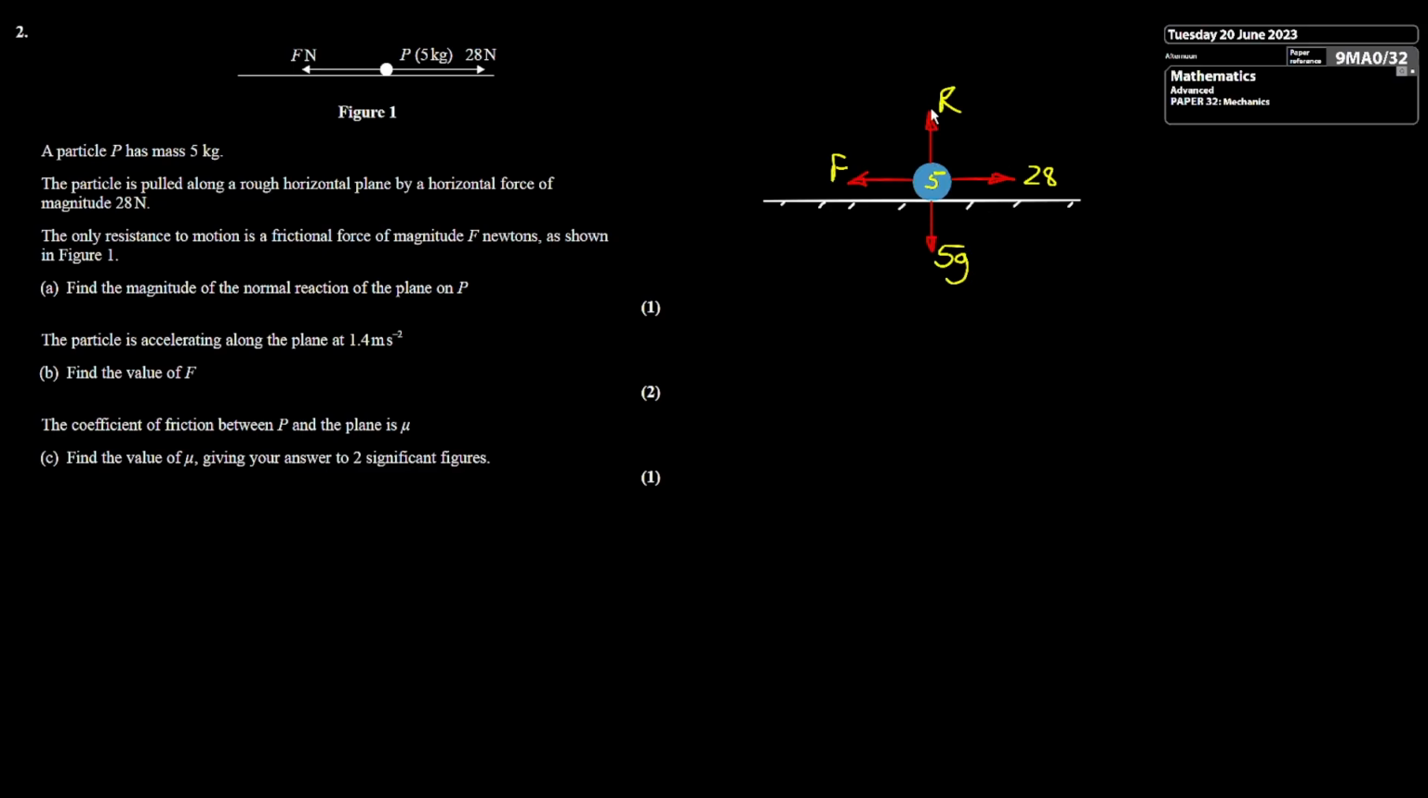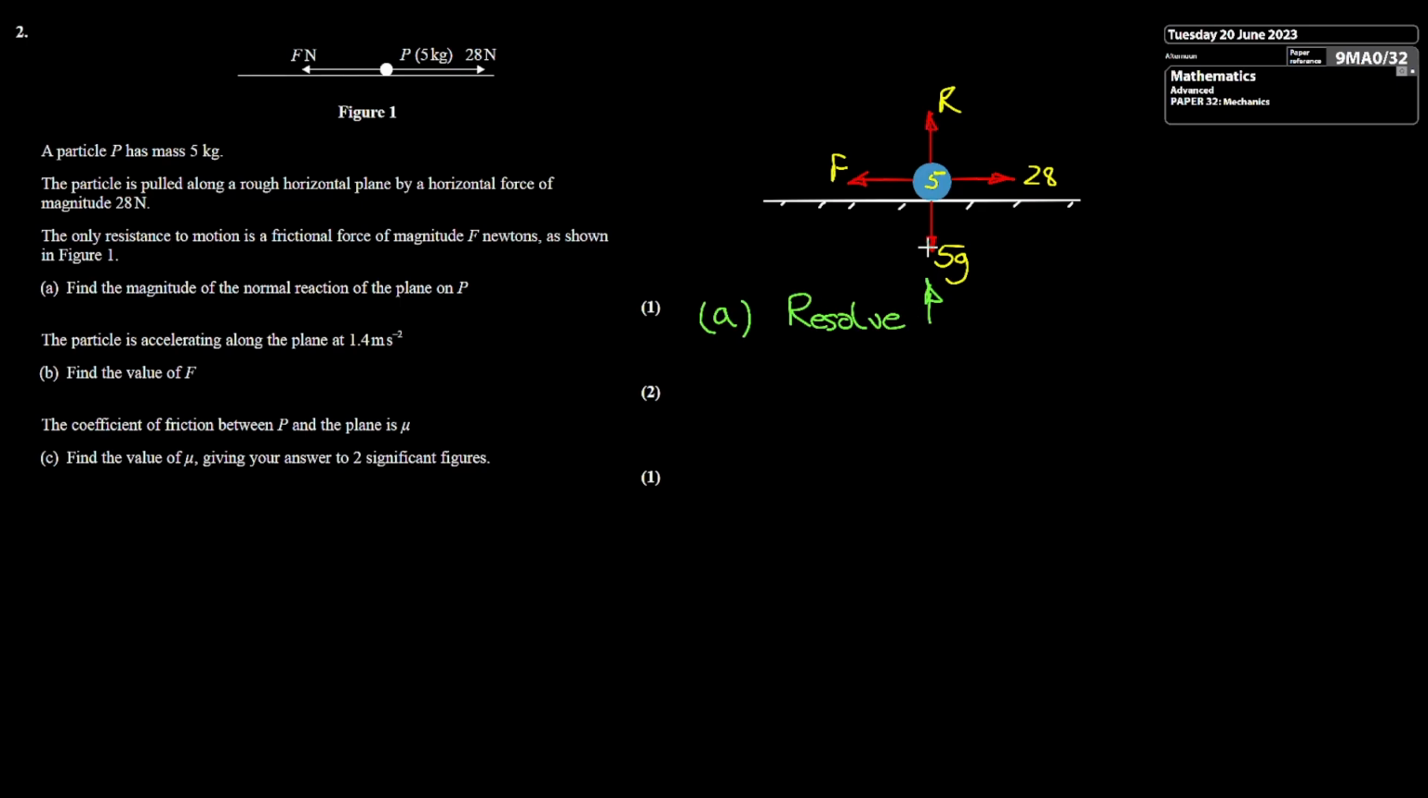I've included the reaction force upwards from the plane on the particle, called it R, and I've also put on the weight of the particle, which is 5 times g, pointing downwards. And we're asked to find the value of R.